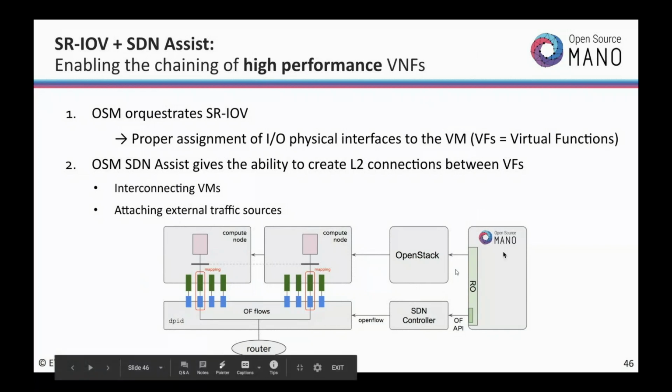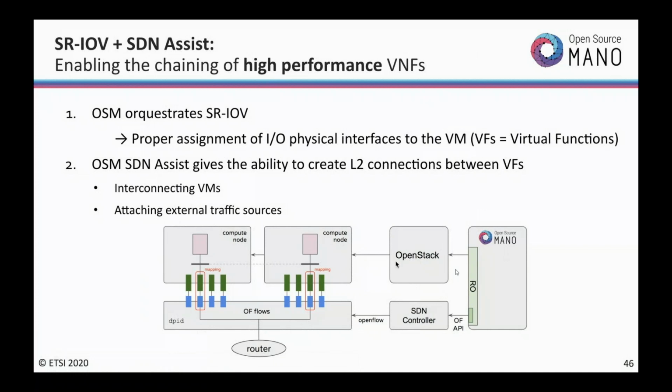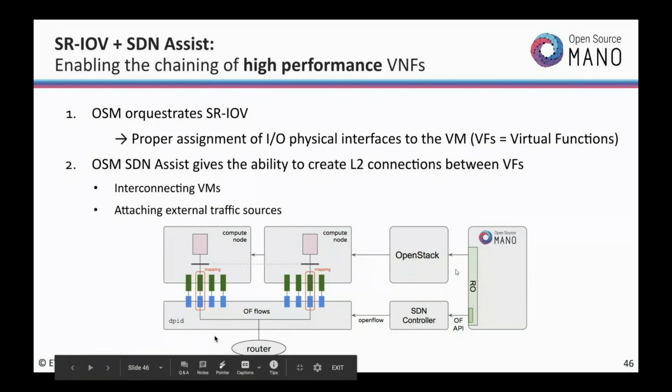So Open Source MANO, through OpenStack, instantiated the VM and connected it to SR-IOV, and took care of that. But Open Source MANO RO can also take care of configuring the physical switch in case you have, for example, a virtual link that interconnects two VMs together. If those ports are SR-IOV, then obviously you will need to configure that virtual link in the physical world, because it's not residing in the virtual world anymore, like the examples we have seen so far.